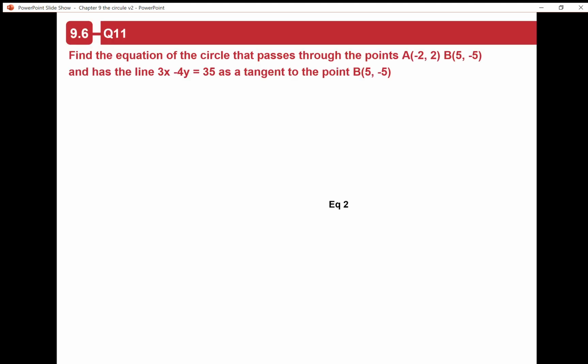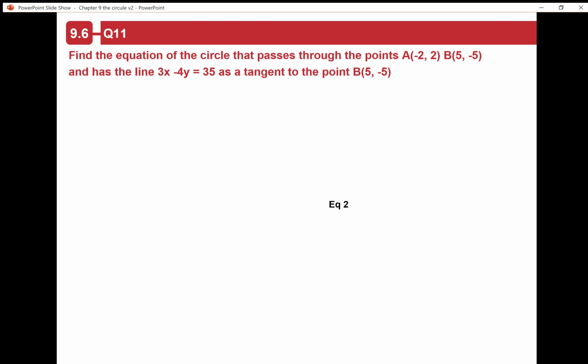Okay, let's try another question. This is exercise 9.6, question 11. Find the equation of the circle that passes through the points minus 2, 2 and 5, minus 5, and has the line 3x minus 4y equals 35 as a tangent to the point 5, minus 5.